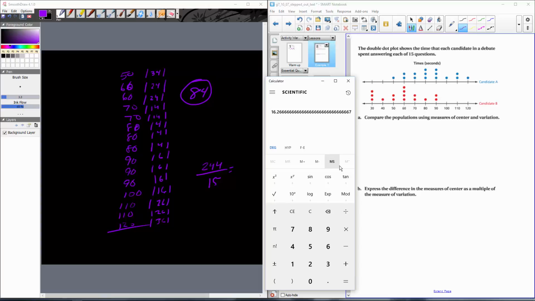And I must have added something wrong here. I'm pretty sure when I add all these up, if I did it right, it should equal 16. So I did something incorrect. I'm not sure where in my calculations, but this is my MAD, my mean average deviation.